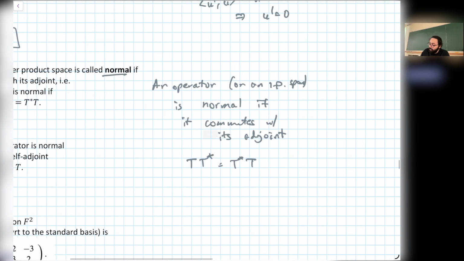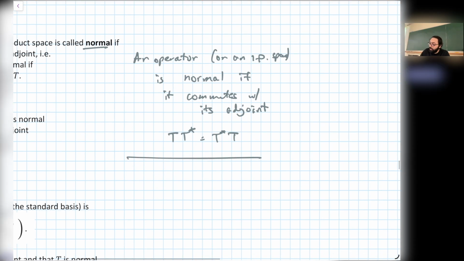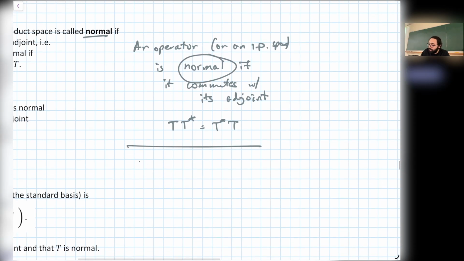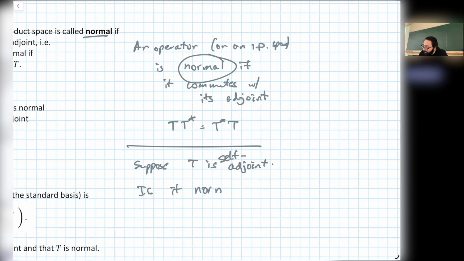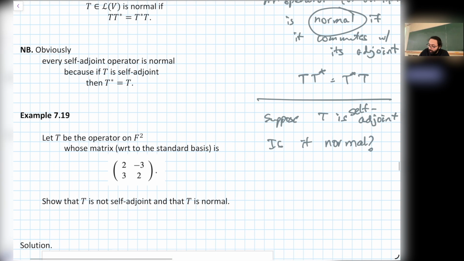Now that you understand the definition of a normal operator, suppose T is self-adjoint. Is it normal? Why? Exactly. Everything commutes with itself. Okay, that's reasonable.